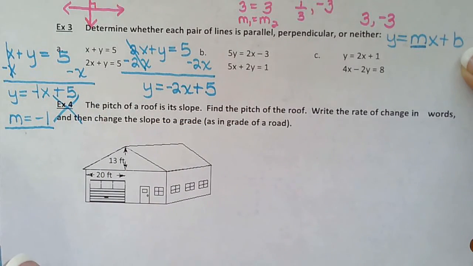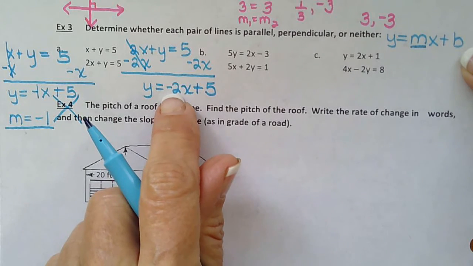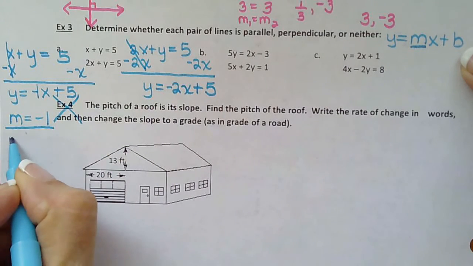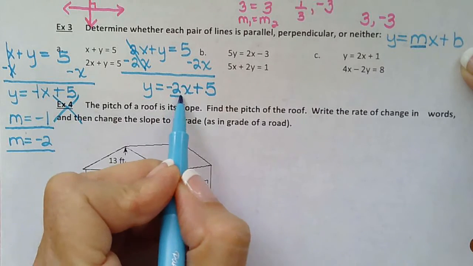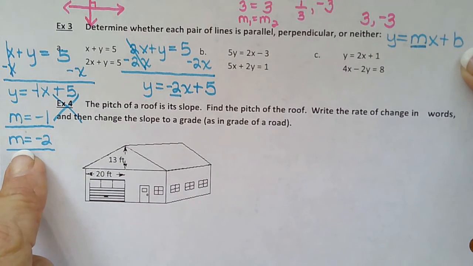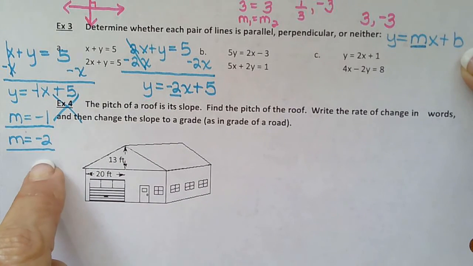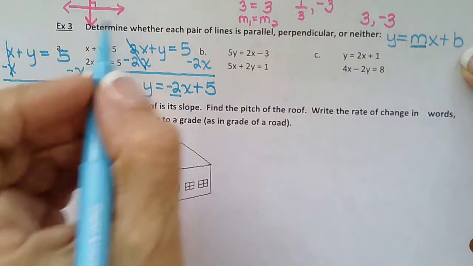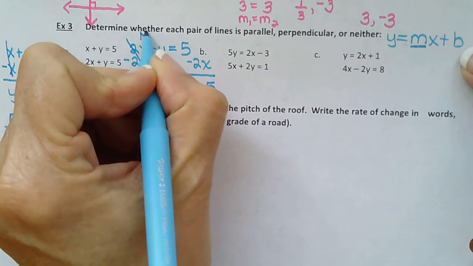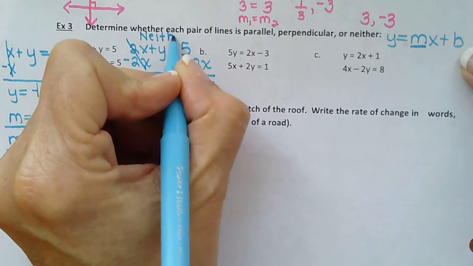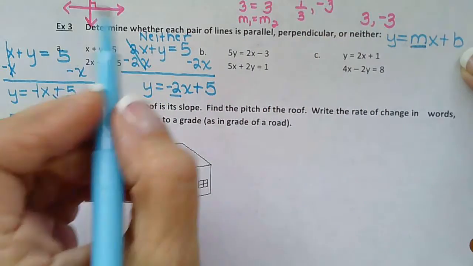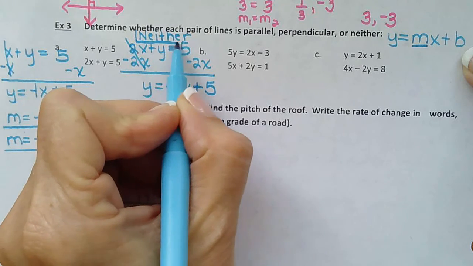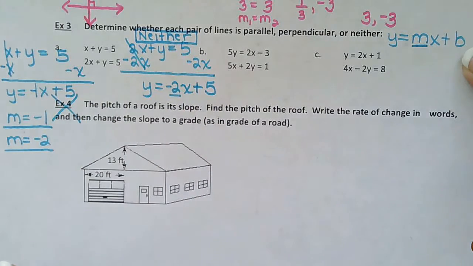So what's the slope of that line? The slope is -2. So here's our two slopes. So now we have to decide. Parallel? Nope, they're not the same. Perpendicular? Nope, they're not reciprocals and they're not opposites. Therefore, this one is a neither. Because the slopes aren't the same, so they can't be parallel. They're not reciprocals and opposites, so they can't be perpendicular. So neither it is.